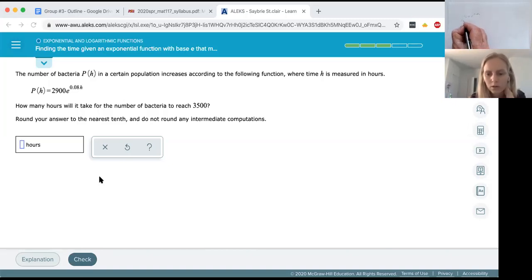I'm going to take the natural log of 1.2, and I'm going to take the natural log on this side too, 0.08 H. And then you're dividing. Because when you take the natural log of e, these cancel away and leave you just this little part up here. So you're dividing both sides by 0.08? Yep, because when those cancel away and you're left with natural log 1.2 equal to 0.08 H, to solve for H you divide by 0.08. That's why you end up with the natural log of 1.20, which you got by dividing 3,500 by 2,900, divided by 0.08.